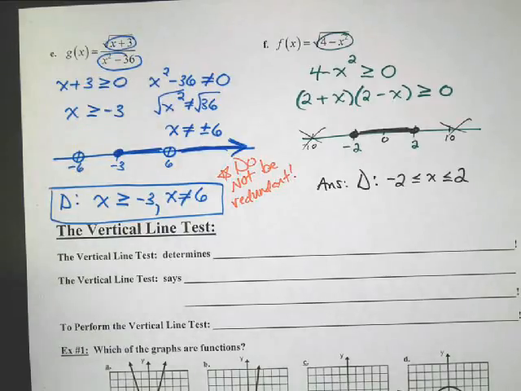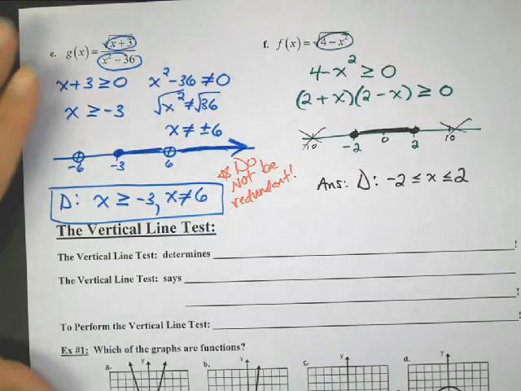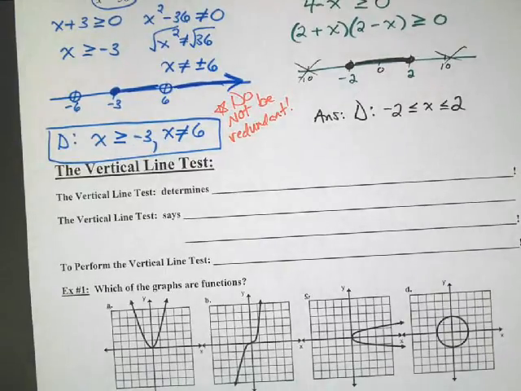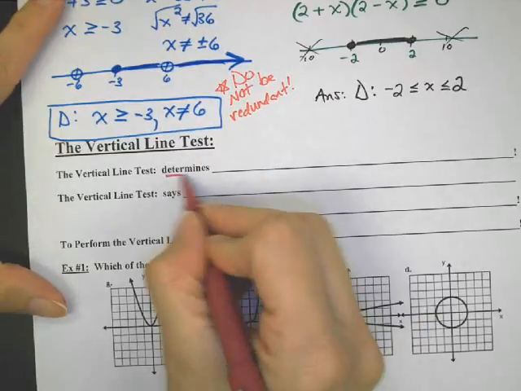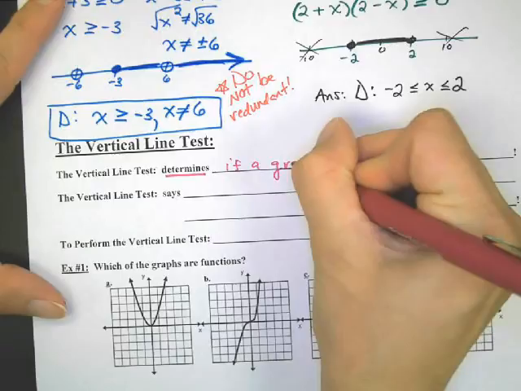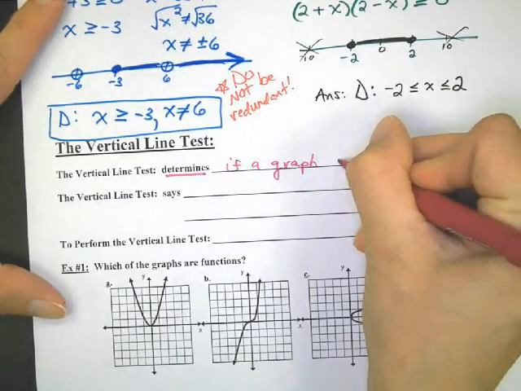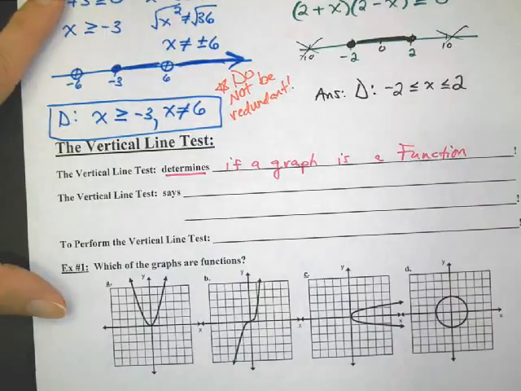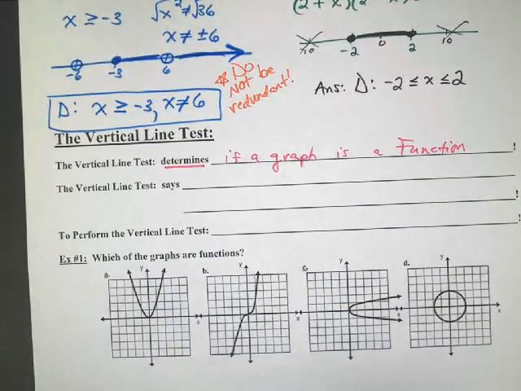Okay, so those are some harder domain problems with a lot of algebra review. The last thing we're going to look at here is the vertical line test. The vertical line test is very easy to perform, and it tells us if a graph is a function.